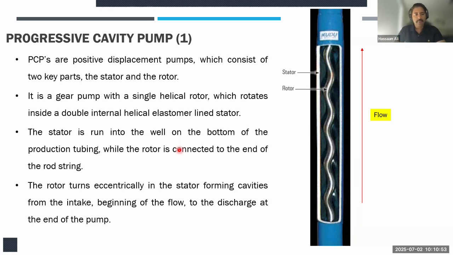So the rotor will turn eccentrically in the stator, forming cavities from the intake. Usually at the bottom of your stator is what we call the intake, and at the top of the stator is what we call the discharge.